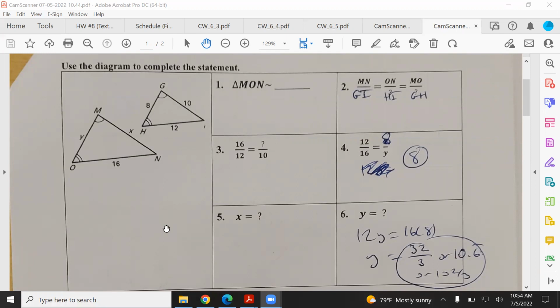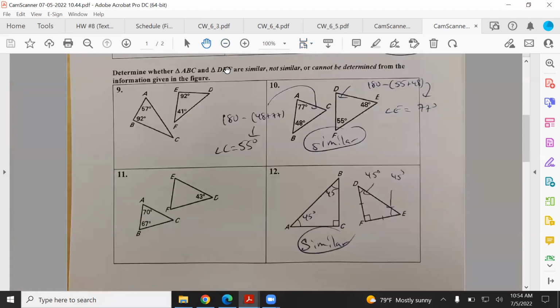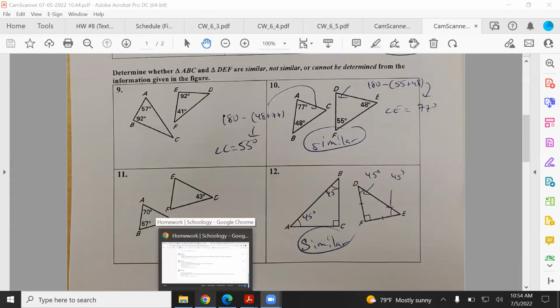Okay, let's keep moving. For 10 and 12, both are similar, by the way. All you have to do is find the missing angle. It's not that hard. You do 180 minus the sum of the other 2. And you find that all these angles correspond to each other, right? You have 48s, 55s, and 77s between both triangles, ABC and DEF. So they're totally similar. That can be determined.